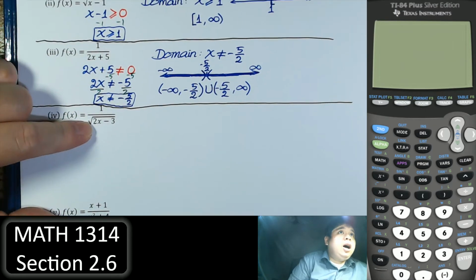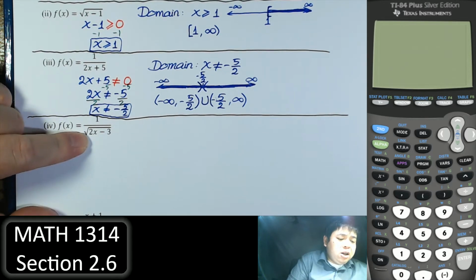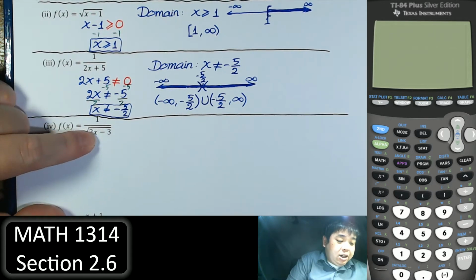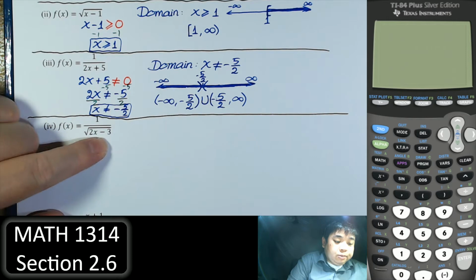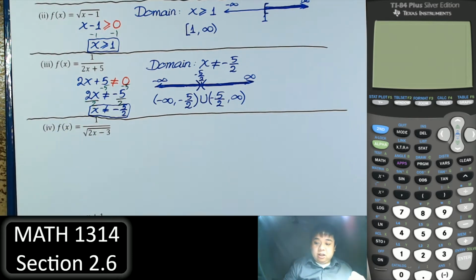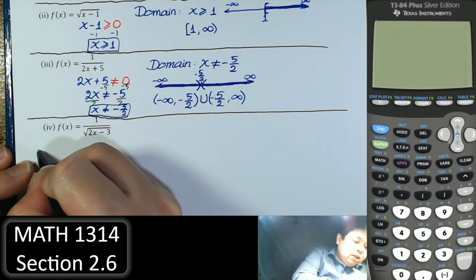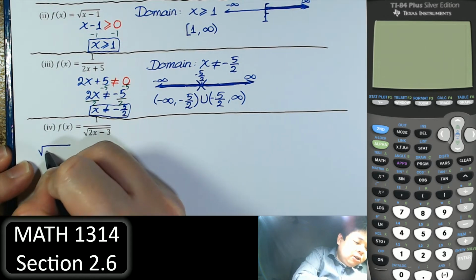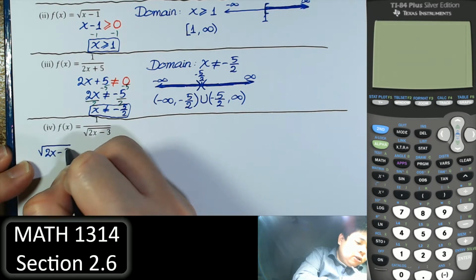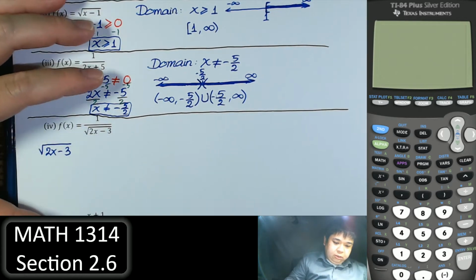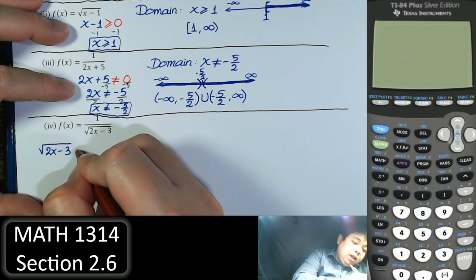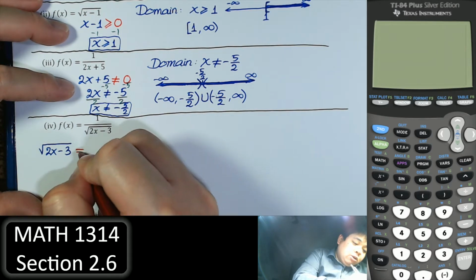Right. What next? This one we have both. It's under the square root and under the denominator. So we need to watch out for those two things. First, it needs to be not equal to 0.